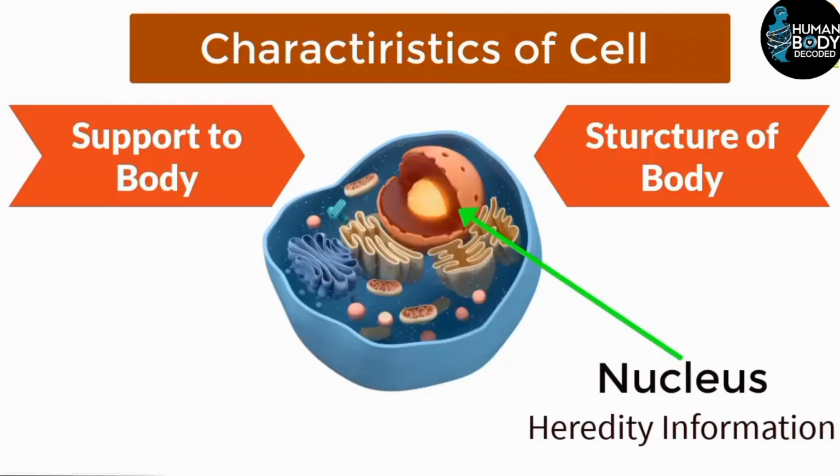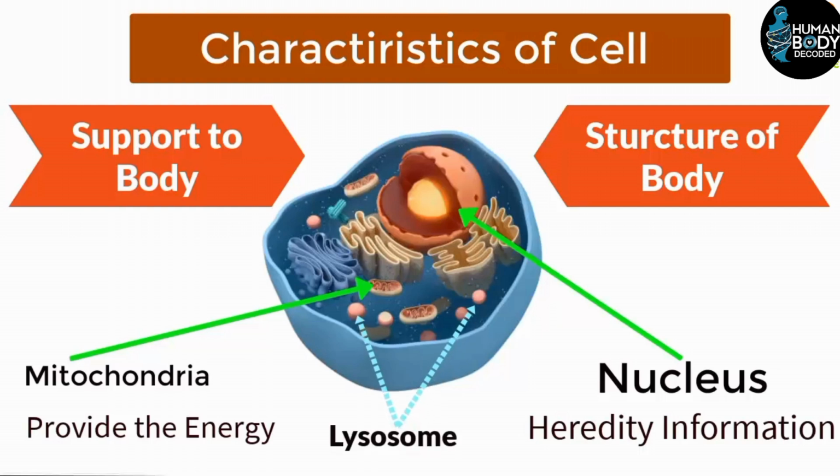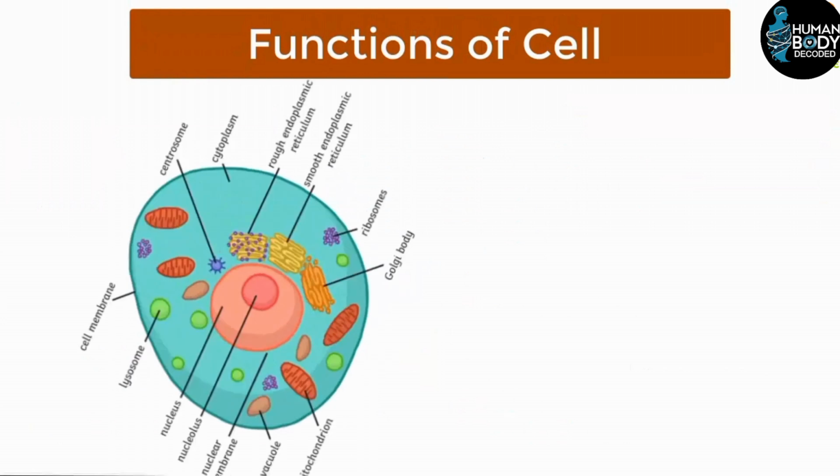The cell also provides energy. This energy is produced by an organelle called the mitochondrion. Cells contain digestive enzymes, which are housed in an organelle called the lysosome. This lysosome helps digest unwanted material. The cell also creates various molecules with the help of a structure called the endoplasmic reticulum. Now, let's explore the functions of the cell.